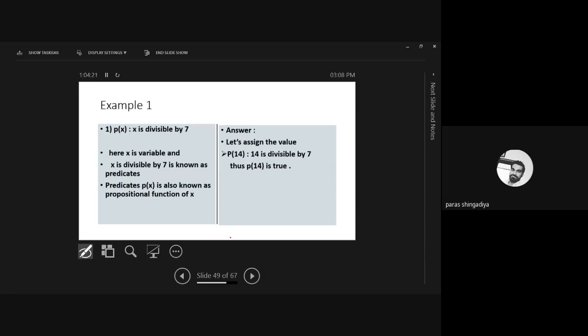You can also take 7. 7 is divisible by 7. You can also take 28. 28 is divisible by 7. We have many answers which reflect the true outcome.